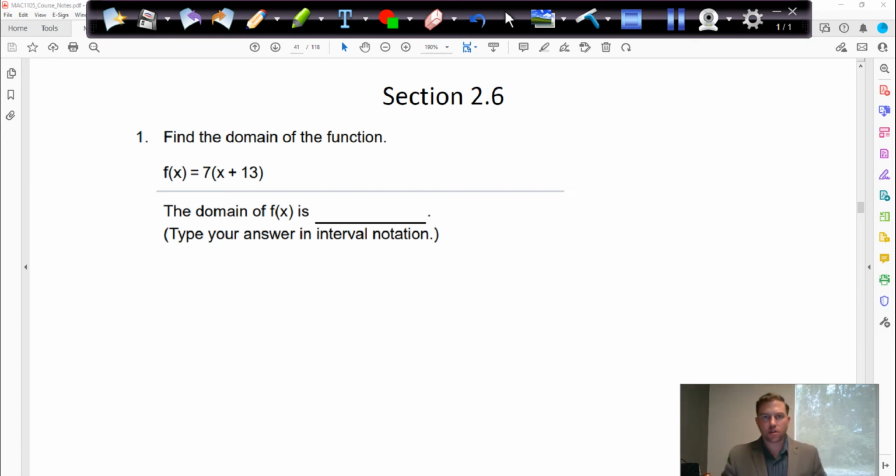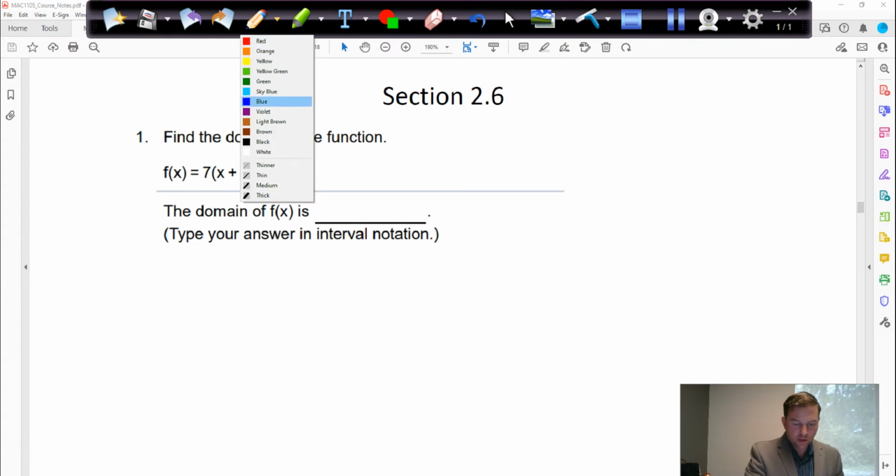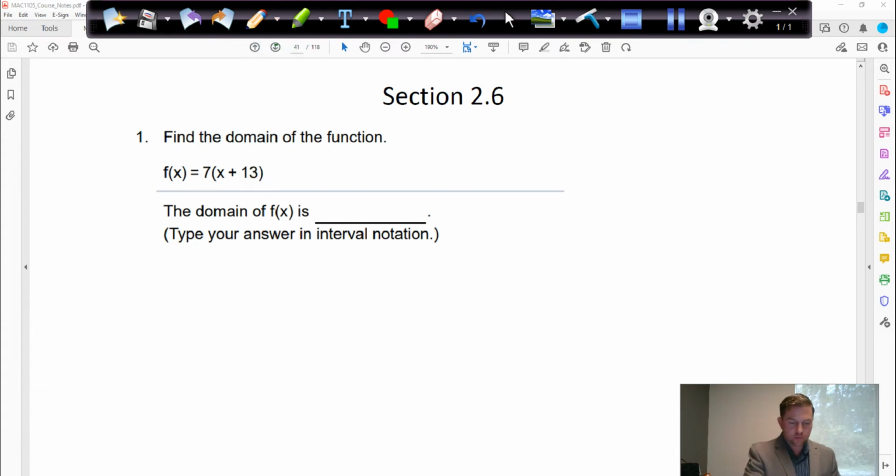Section 2.6, we're going to continue with function work and graphing. And one of the first things we're going to look at is domain. I think I've been using blue for domain. And domain are the possible x values you can have. Possible x values.